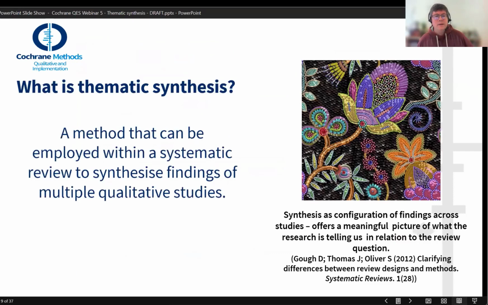So broadly speaking, I'm sure most of you know already, what is thematic synthesis? It's a method of synthesis. It can be employed within systematic reviews, and its objective is to synthesize findings from multiple qualitative studies. And the method, if you're thinking about the paradigm of synthesis, it's not an aggregative method. The idea is that you're wanting to configure findings, you're wanting to build up a picture of what the findings say across the studies, rather than necessarily find the same thing in lots of different studies and described in lots of different ways.